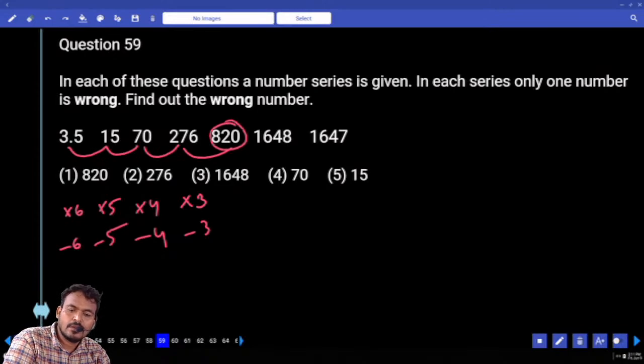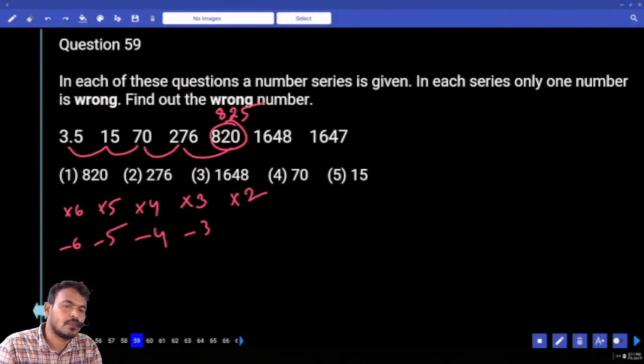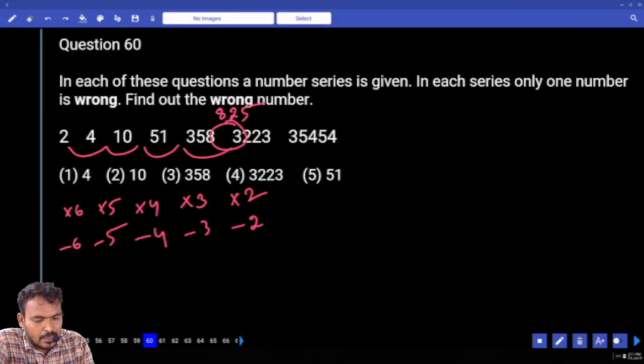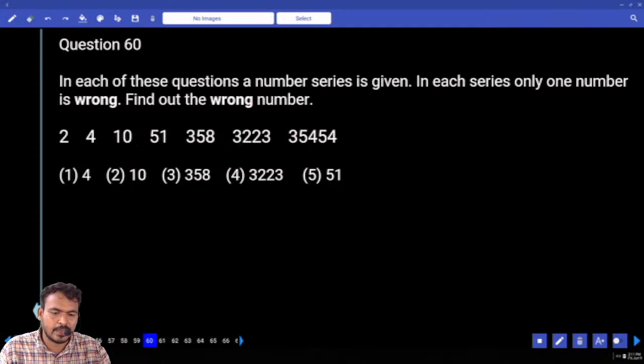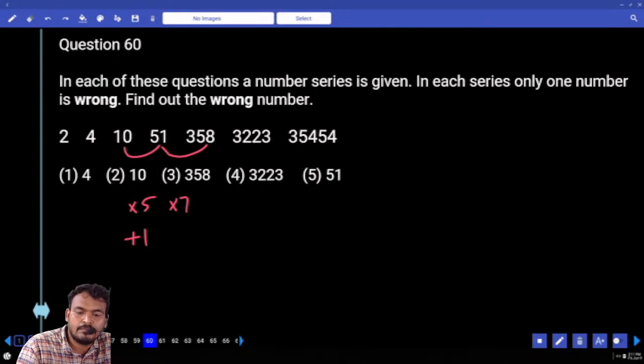What is the wrong number? 820 or 825 into 2, 1650, minus 2 or plus 2? Minus 2. Next question number 60. 2, 4, 10, 51, 358, 322. 10 to 51, almost how many times? 5 times. Plus 1 or minus 1? Plus 1. 51 to 358 into 7, plus 1 or minus 1? Plus 1.